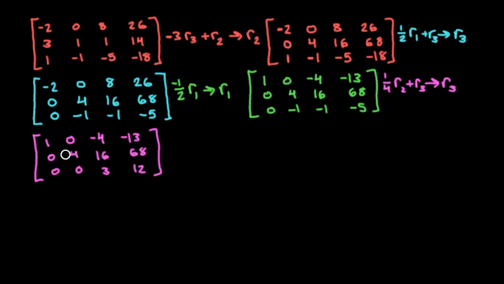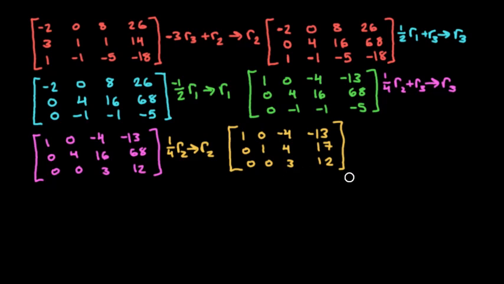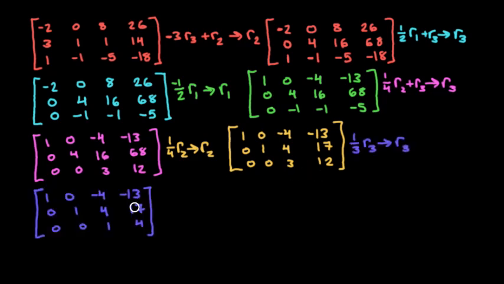To do that, we're just going to scale the second row by 1/4. And I want a 1 here, so we're going to scale the third row by 1/3. And to start putting zeros up here, things are going to be a little bit easier because we have these rows with a bunch of zeros in it. So it doesn't really matter what you scale these by. Anything times 0 is 0.